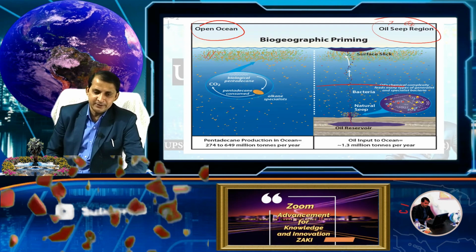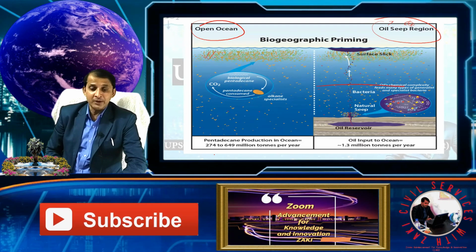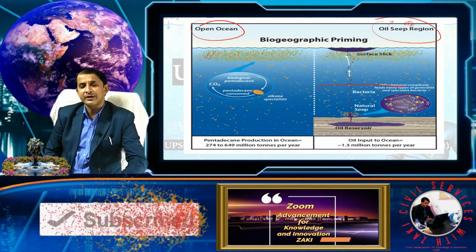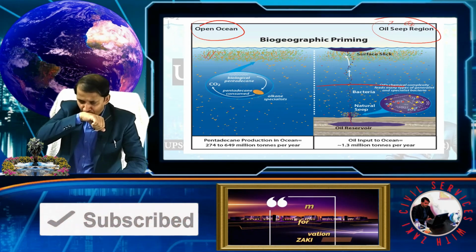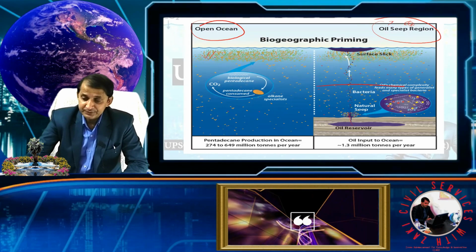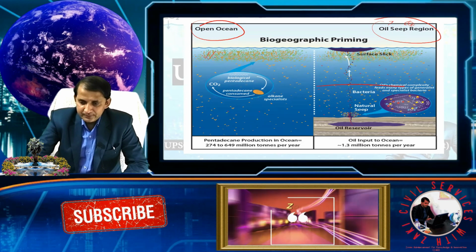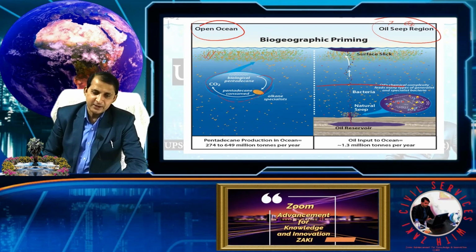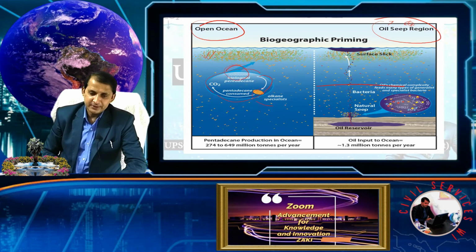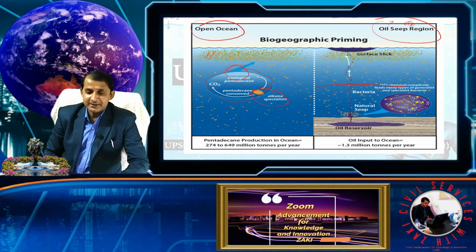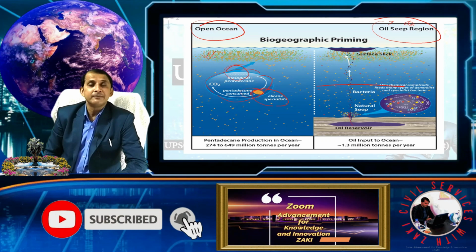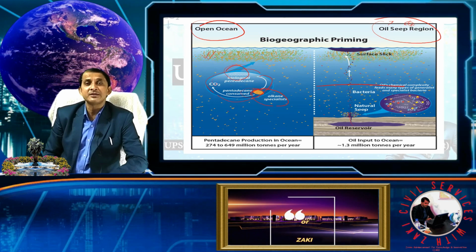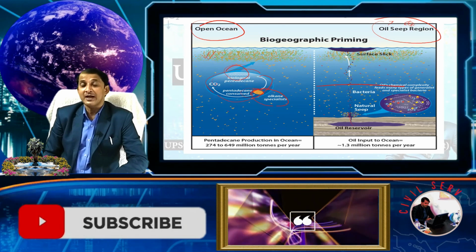So if you see here, it's about 1.3 million, and it is 270 to 300 million. But these are recycled quickly by cyanobacteria and archaea. Cyanobacteria release pentadecane and archaea consume pentadecane and release carbon dioxide, and finally this cycle is completed. So this cycle is new for the world, new for scientists and all that.